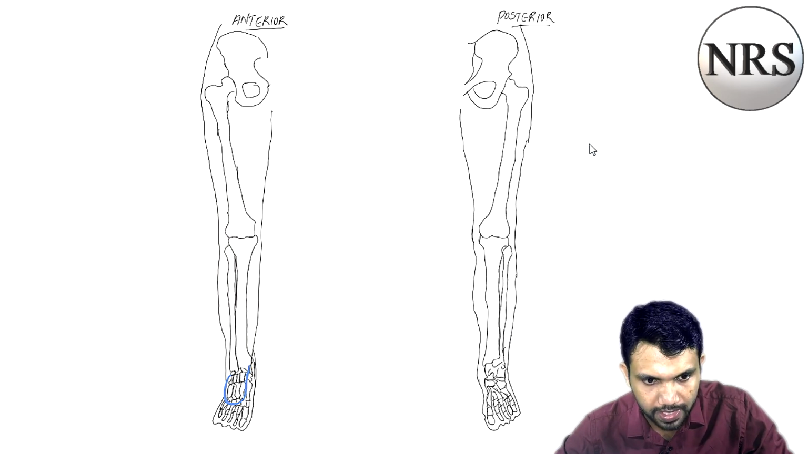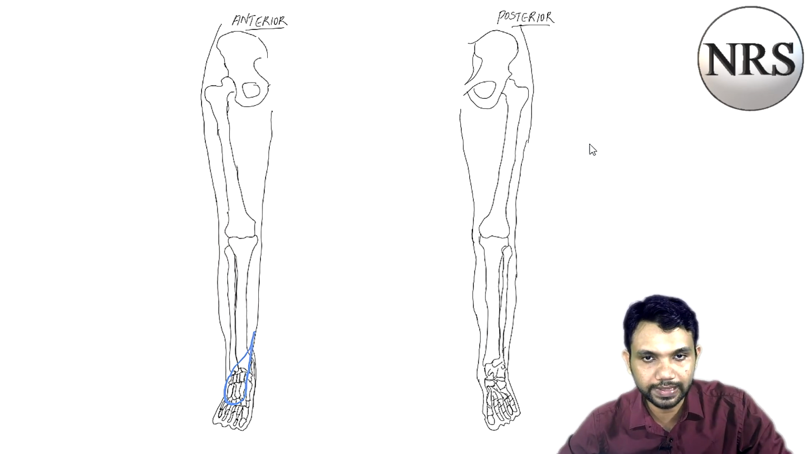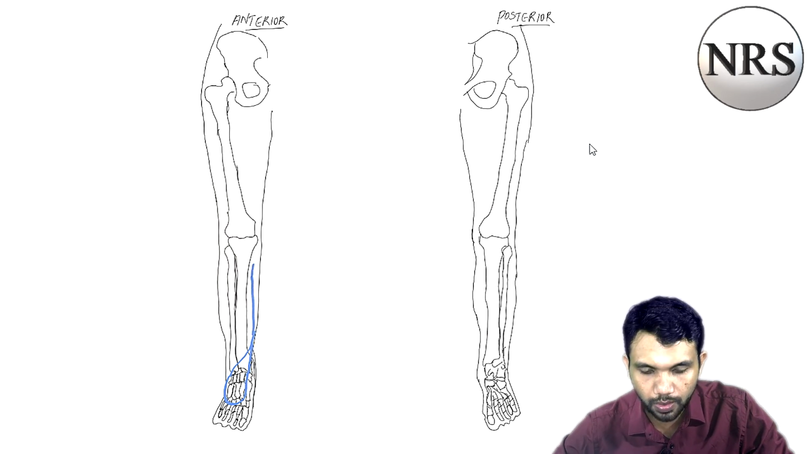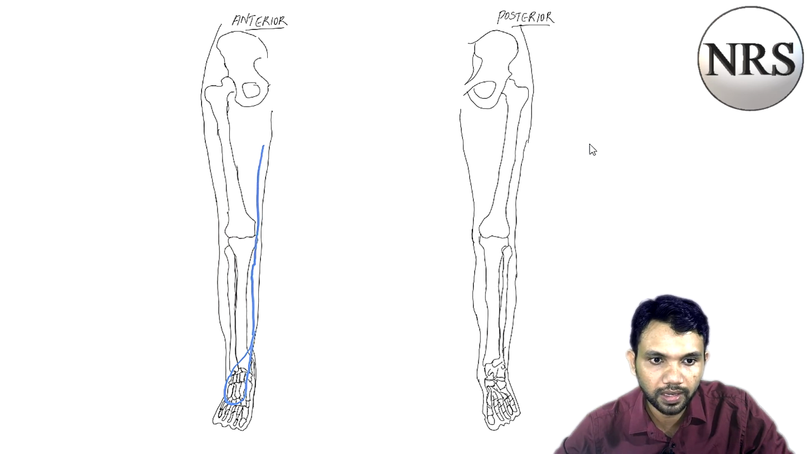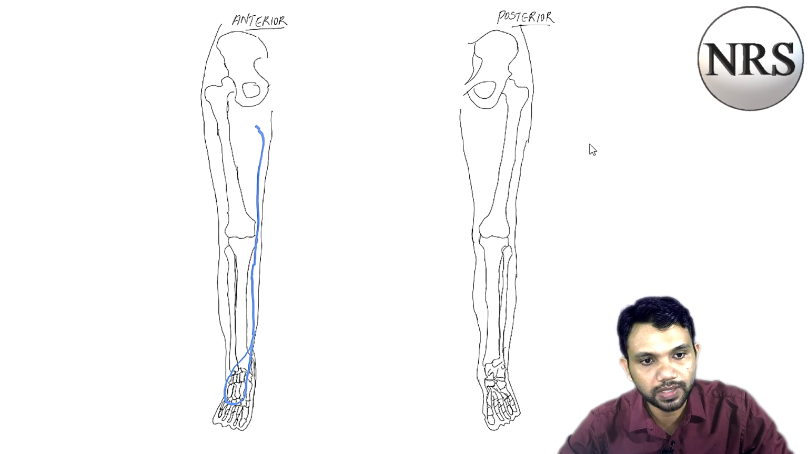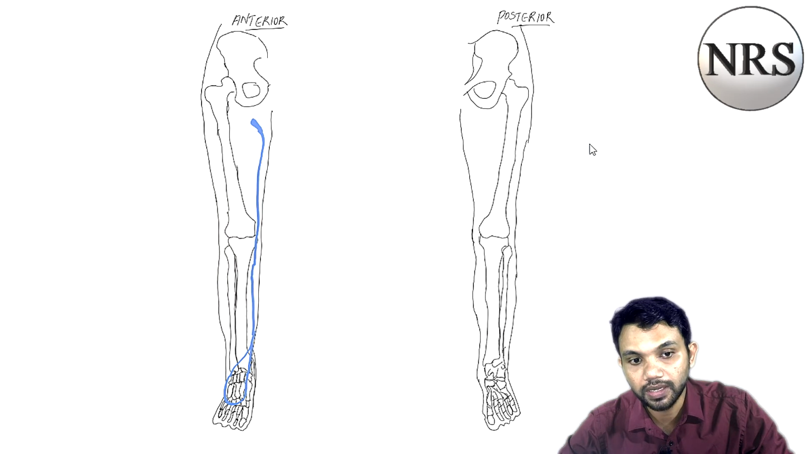Okay, and it runs on the medial side of the leg. On the medial side it will just go up, all the way up to the thigh, and it will get connected with the femoral vein there.